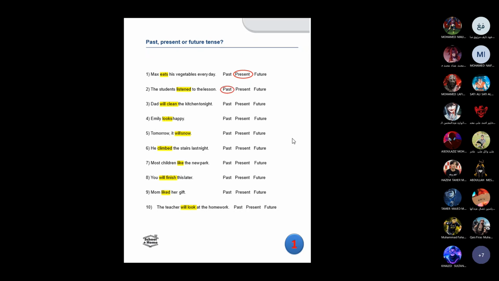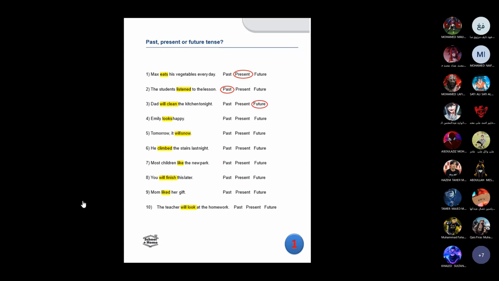Khalid Sultan. Number 3, Khalid. Okay, Dad will clean the kitchen tonight. Future. So this is a future. Yes, excellent, Khalid. How do you know it's the future, Khalid? Will plus clean equals future. Excellent, because we have will, and will is a helping verb here, guys. It refers to the future, and we have clean, the main verb of the sentence, and it refers to the future too. That's why the sentence here is future.